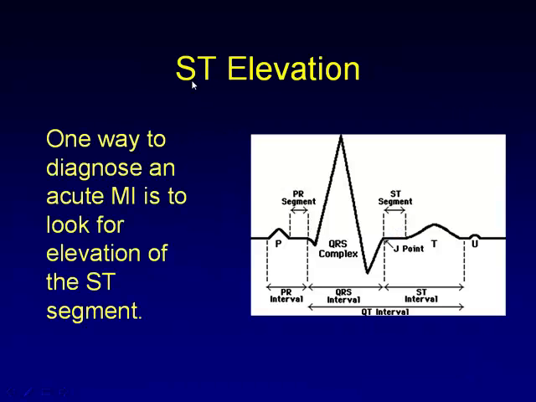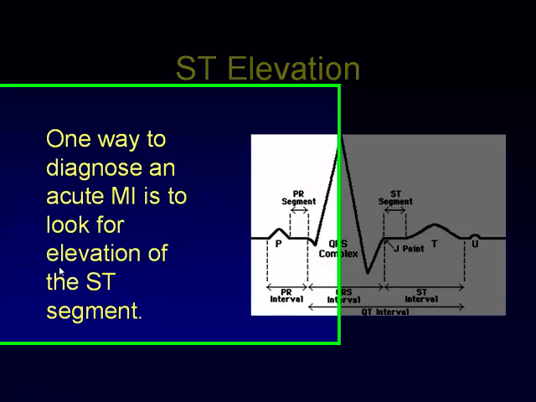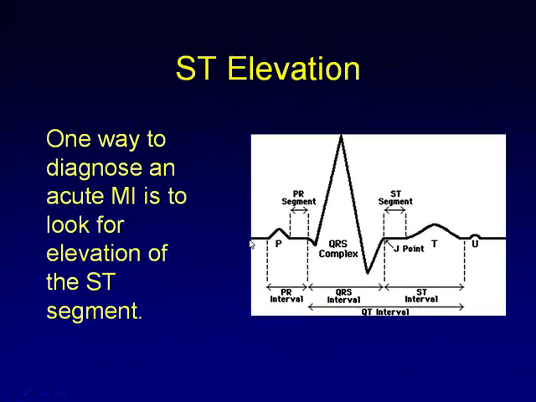Okay, so here we have to speak a little bit about the ST elevation. One way to diagnose an acute myocardial infarction is to look for what? For the elevation of the ST segment. Here in this example we can tell you if the infarction occurs in the inferior portion or the anterior portion or in the lateral portion of the heart. Yes, very, very important to know this, okay?